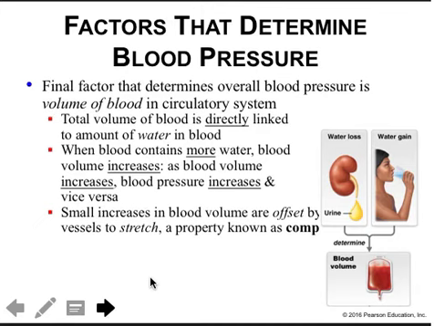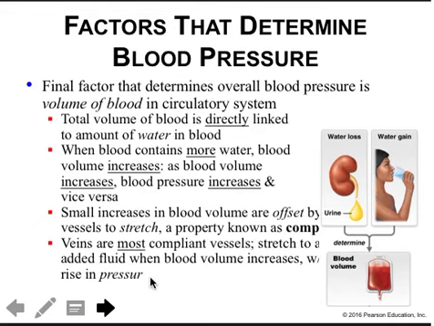Small increases in blood volume are offset by vessels that stretch, which is a property known as compliance. Veins are the most compliant vessels, and they stretch to accommodate added fluid when blood volume increases with a rise in pressure.